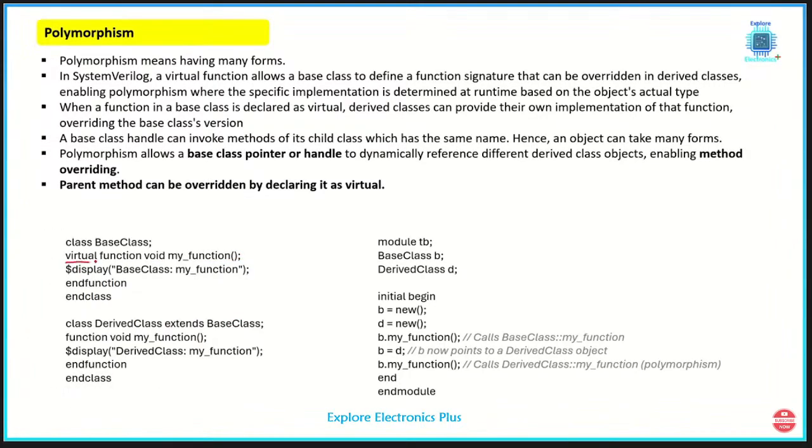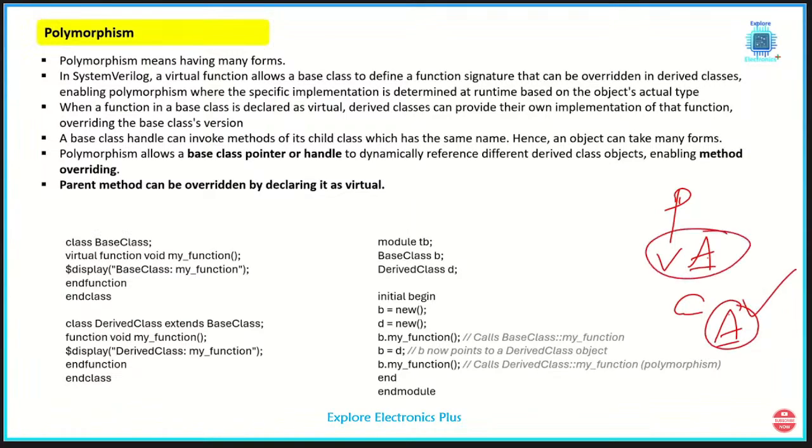But when we declare it as virtual, you can see the function my function is declared as virtual, but the child also has a function with the same name that is not declared as virtual, it is just a function. In this case, what happens? Now, the parent has a property called A, and the child also has a property called A. The parent is declared as virtual function A, and the child has just A. Now, whenever we call this A, the child class method will get called, since it is virtual. This is a virtual function. This is not.